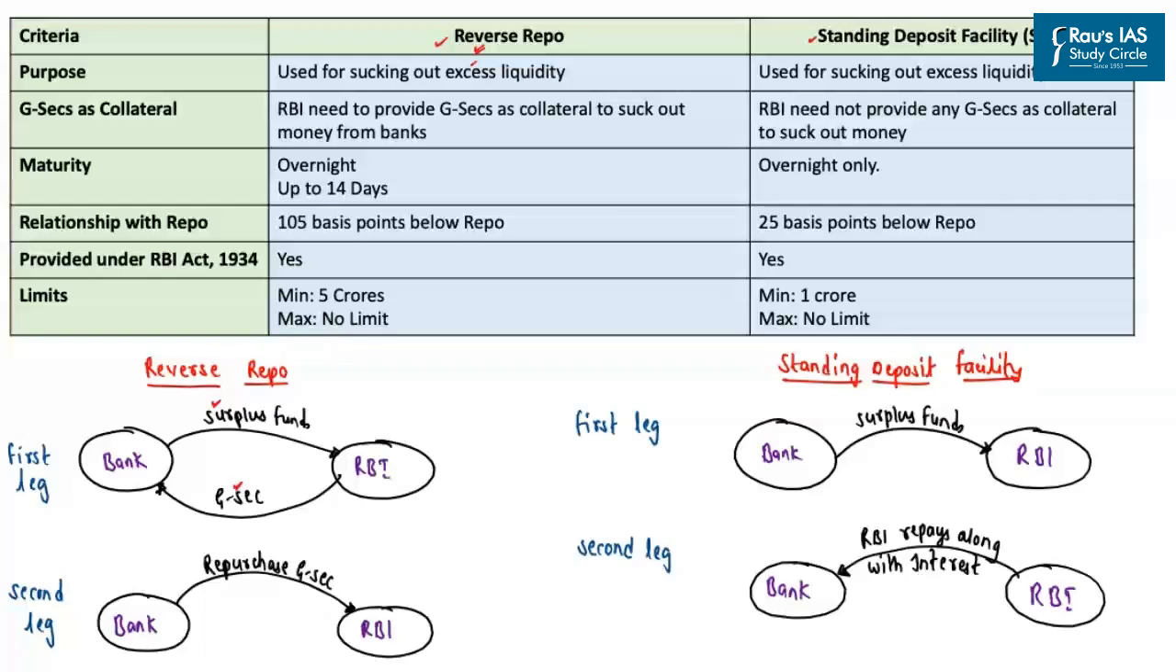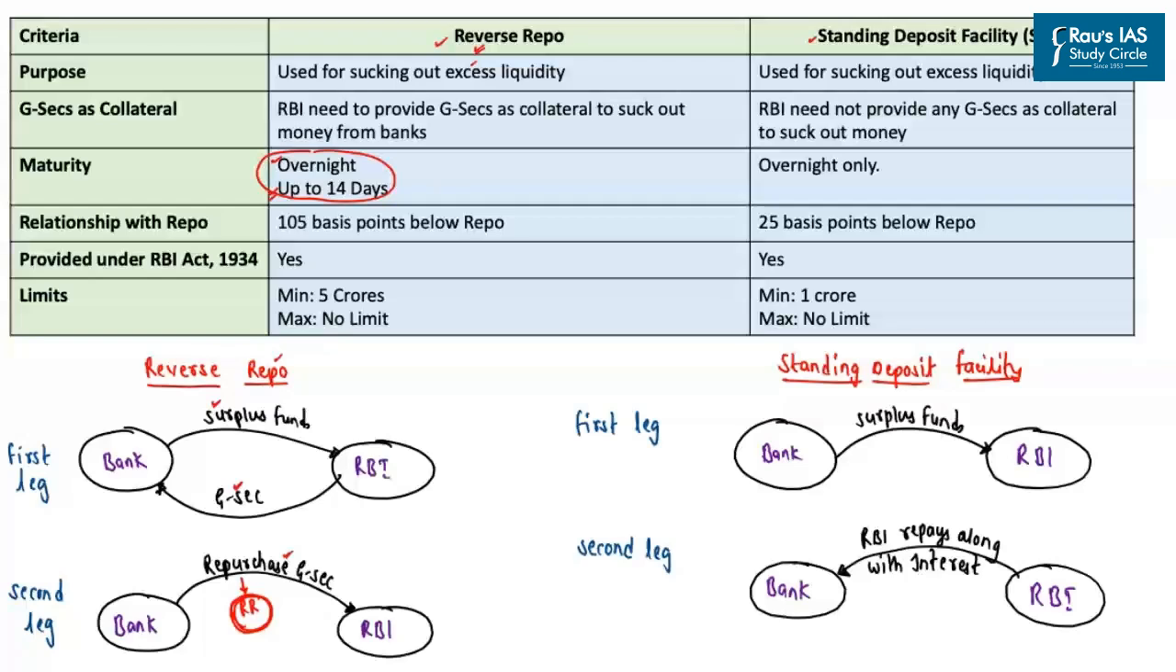with the bank. This reverse repo may have a maturity period of 1 day and up to 14 days. Once this reverse repo matures, the RBI will repurchase the government security which it had earlier kept as a collateral with the bank. The rate at which the RBI is repurchasing these government securities from the bank, this itself we call a reverse repo. So overall, reverse repo is a tool which the RBI uses to suck out the excess liquidity.